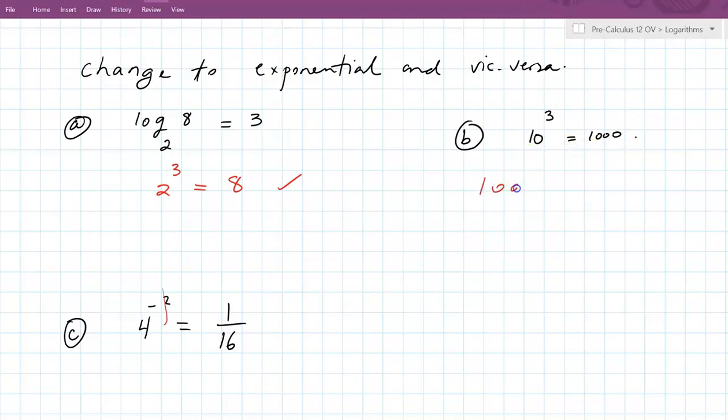So first, you put the log. That's the first thing you do. Next, the 3 exponent becomes the value. The 10, that's the base of the log, and the 1000 becomes the argument of the log. So that is your 1000. And that is basically it.